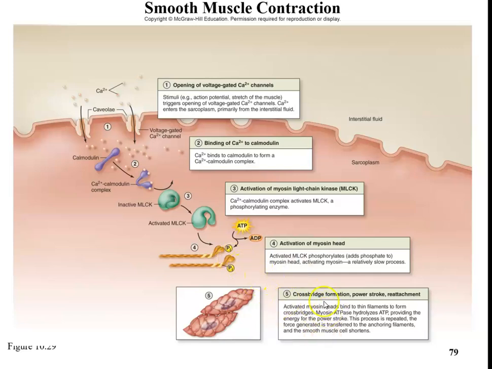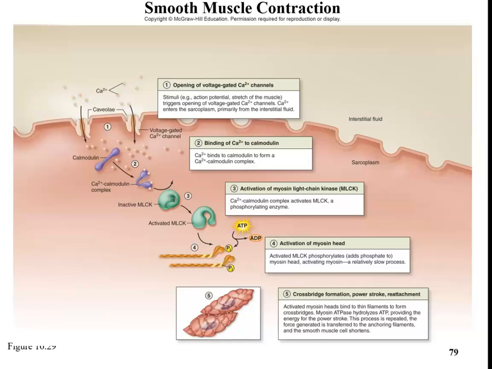Next, cross bridge formation, power stroke, and reattachment. Okay, so the activated myosin heads are going to bind to thin filaments to form cross bridges. Myosin ATPase breaks down ATP, and that's where the energy for the power stroke comes from, okay, for the actual contraction. And then this process is repeated. The force generated is transferred to the anchoring filaments, and the smooth muscle cell shortens.